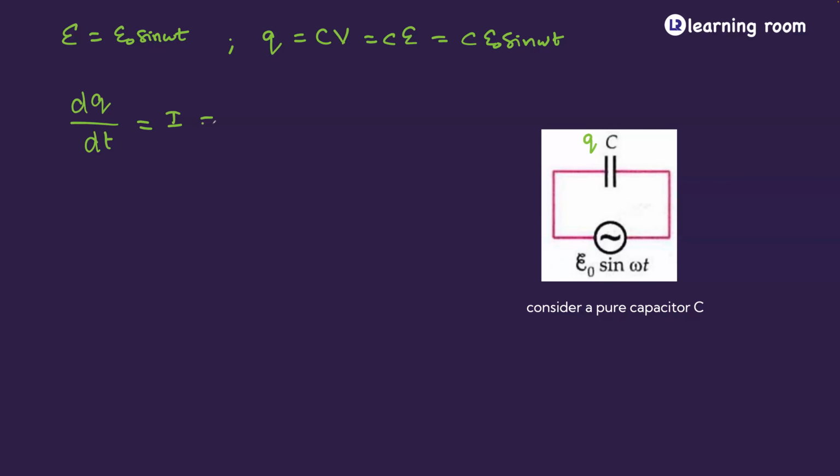If I differentiate it, observe, C into E naught is a constant. Sine omega t is there, no? What is the derivative of sine omega t? It is cos omega t into omega.